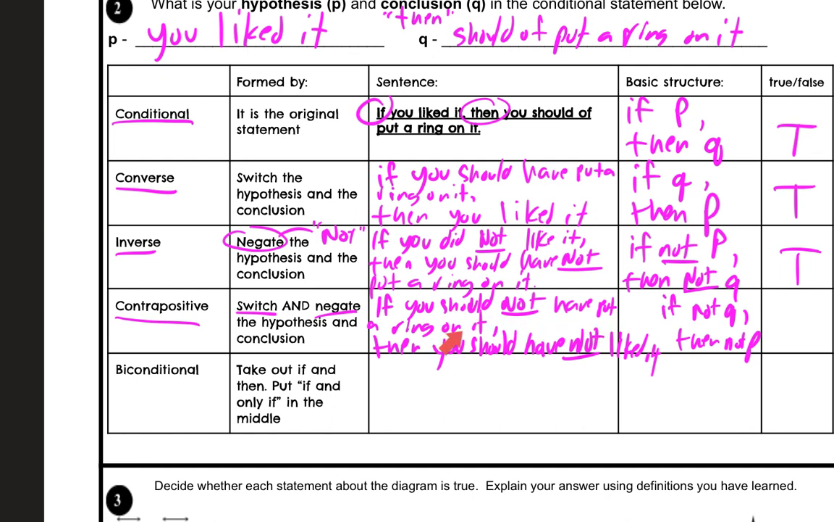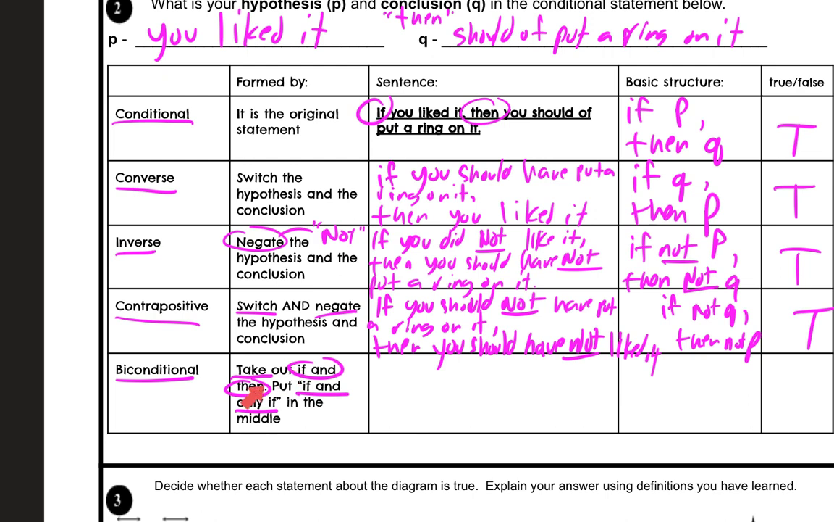If you should not have put a ring on it, then you should not have liked it. Yeah, if you shouldn't have put a ring on it, then you shouldn't have liked it. That's true. All right, then the last one, biconditional. You take out if and then. And you put if and only if in the middle.